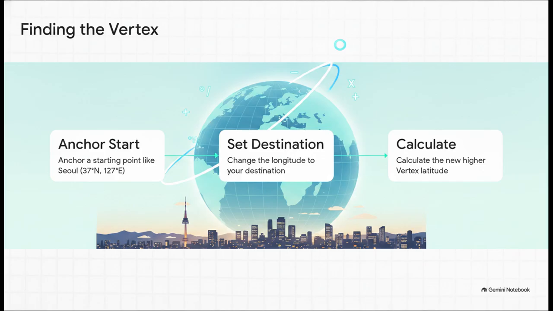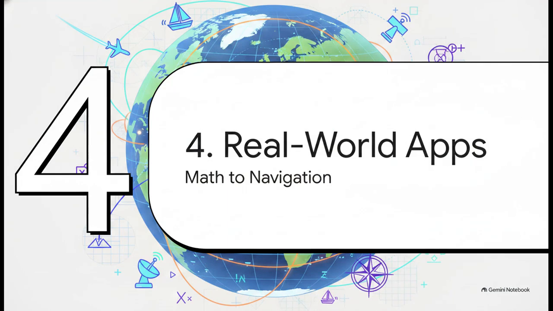Step 1, we anchor our starting point at a specific city, like Seoul, South Korea, which sits at roughly 37 degrees north, 127 degrees east. Step 2, we choose a destination that is also exactly at 37 degrees north, but we increase the longitude difference, meaning we pick a destination further and further east or west. Step 3, as that longitudinal distance increases, the mathematics dictate that the great circle route bows further and further away from the parallel. Simply put, the greater the distance between the two cities, the higher the latitude of the vertex becomes. Let's move to section 4 and see how this all builds together in real-world applications, from math to navigation.